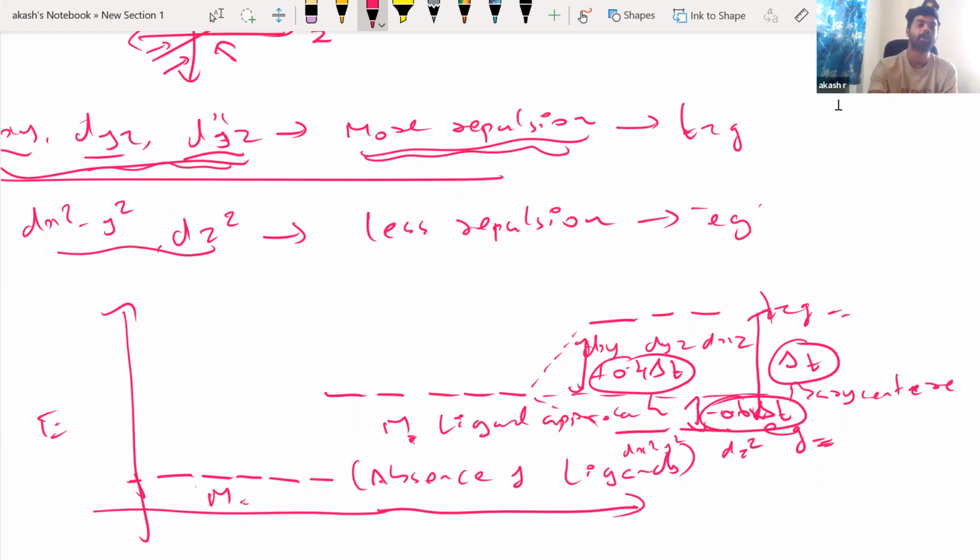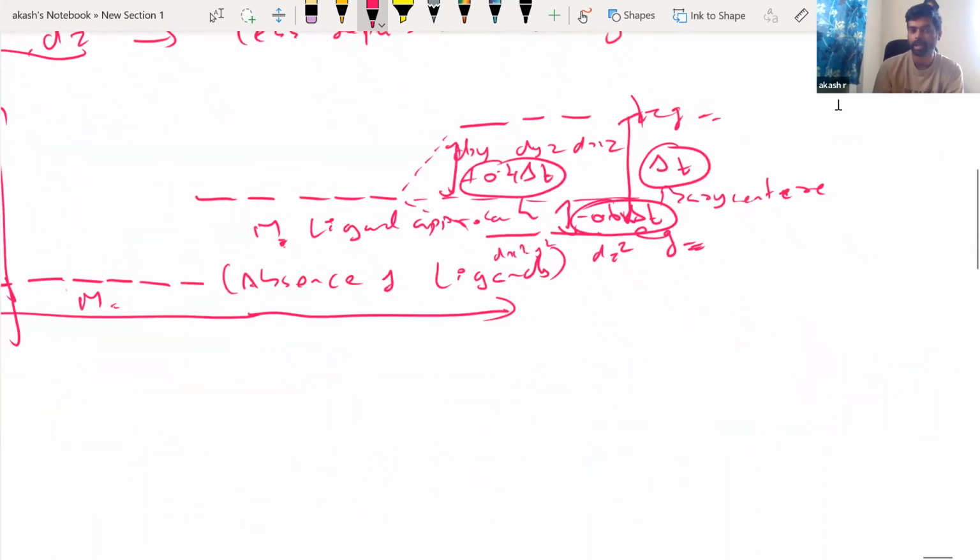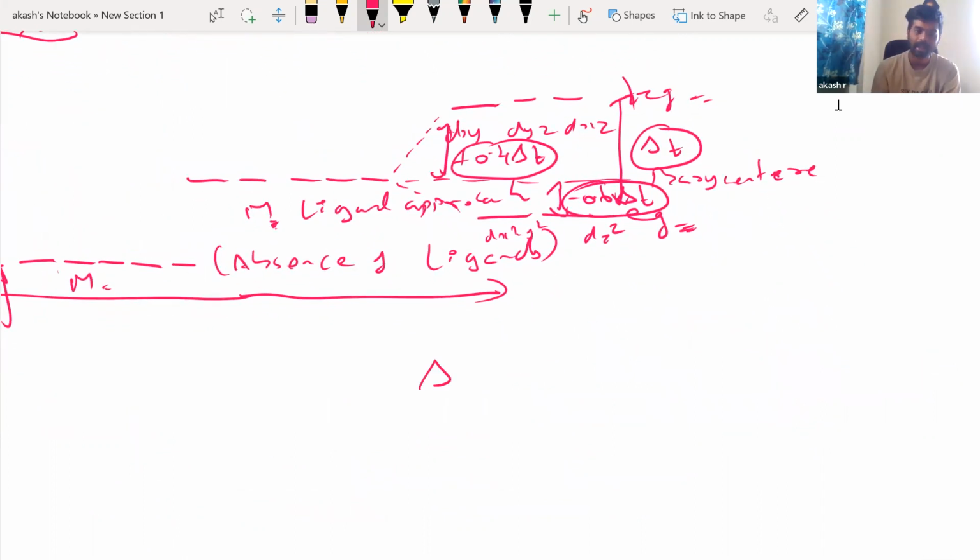Okay, right. Now, I'm going to tell you one thing, and you are going to give me a reason. Think about it. If I compare the amount of splitting energy in tetrahedral complexes, del T, and del O, the splitting energy in octahedral complexes, which do you think will be higher, and what is the reason? We'll come back to that later.